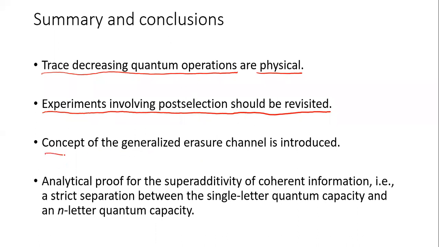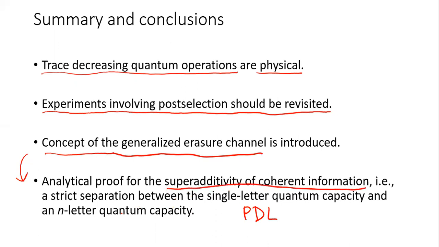So then I showed how to merge trace decreasing and trace preserving maps by the concept of generalized erasure channel. And finally, we considered the quantum information transfer through channels induced by trace decreasing maps. And in case of polarization dependent losses, we observed a superadditivity of coherent information, that is, a strict separation between single letter quantum capacity and n letter quantum capacity.